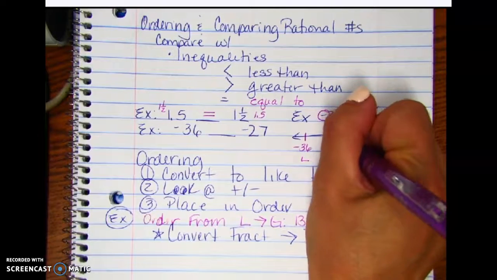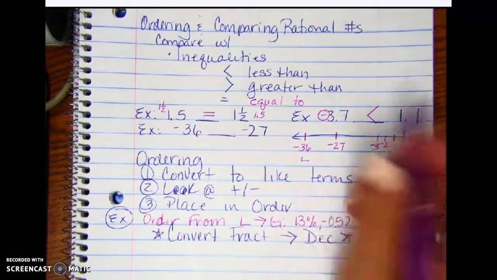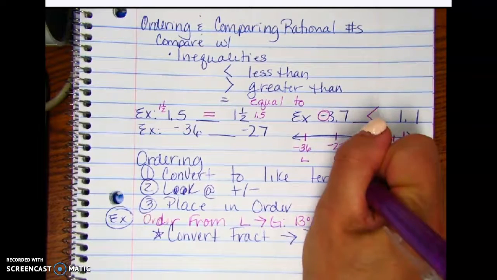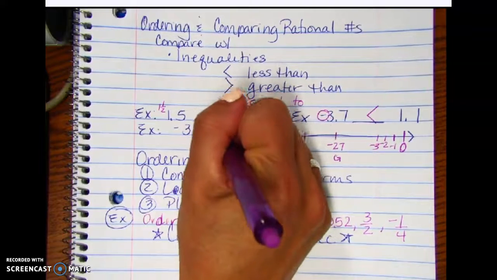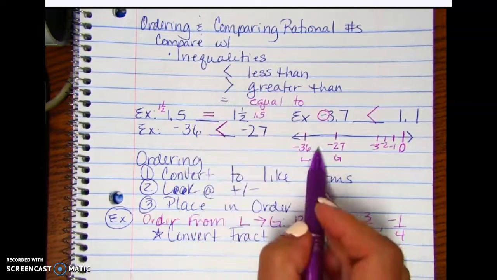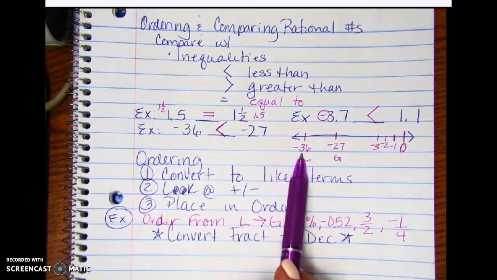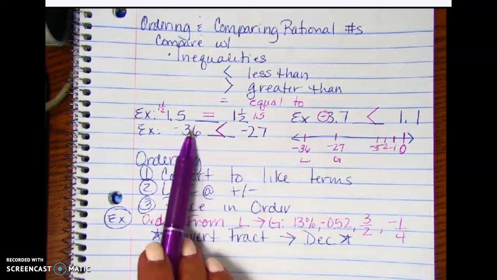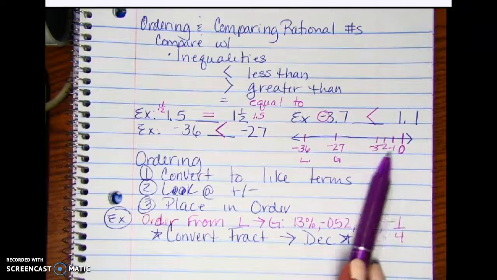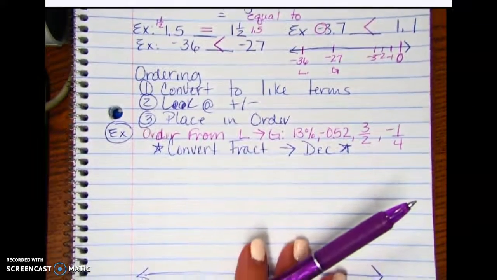So where would -27 fall? It would fall right there. So actually, this one is greater than this. So how would I write that? Like this. Because the farther to the left, the smaller the number. The digits look larger, but it's not. So anytime you're struggling with this, I recommend you always draw a number line. It helps put it in perspective.